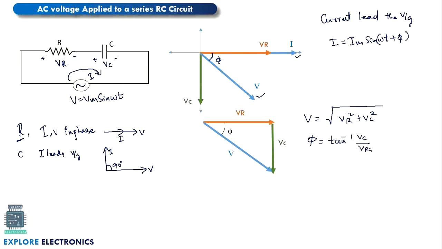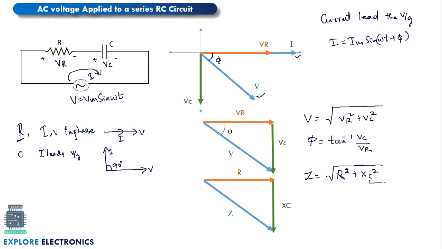And we can write the triangle for the resistance, the reactance of the capacitor, and the impedance. Here I can write the expression for impedance: Z is the root of R squared plus XC squared. What is XC here? It is the reactance of the capacitor, and R is the resistance. Here also this is the angle between the voltage and the current axis. Phi is tan inverse of XC divided by R, where XC is the reactance of the capacitor.